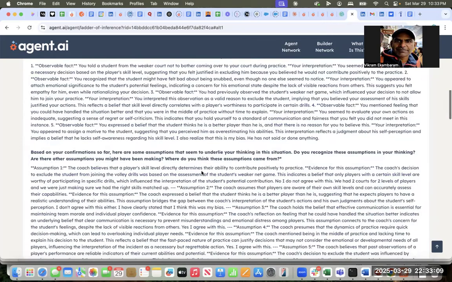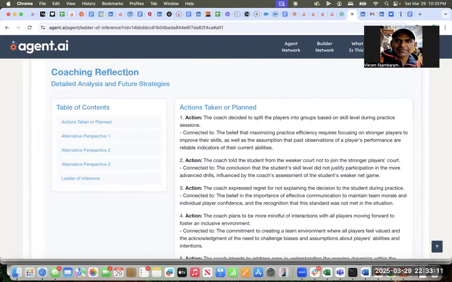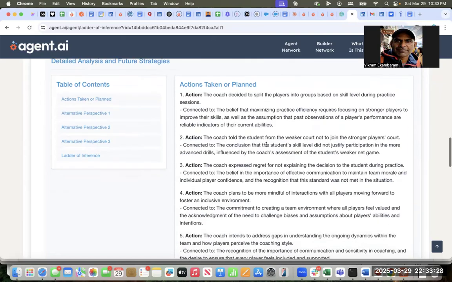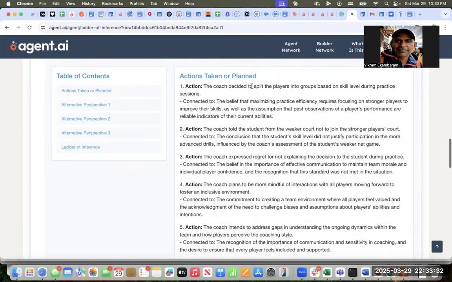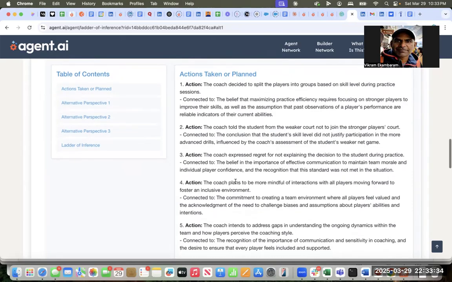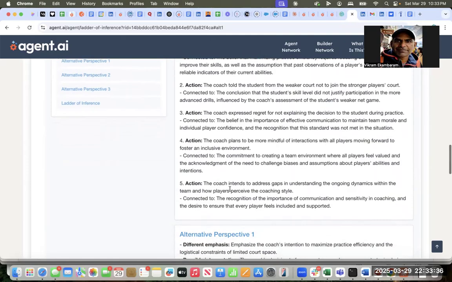But where it ends up is in your ability, in this case, because it's a coaching situation, to reflect on the particular coaching. It talks about the actions that were taken, what they were connected to, the beliefs that went into the actions that this person took when they actually made the decision. And so you can see the action that was taken to split the players based on certain beliefs that were connected to it. And so you go and you look at the five actions that were taken.